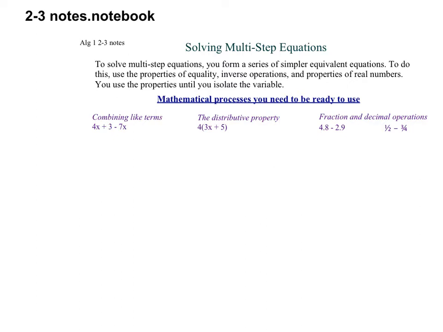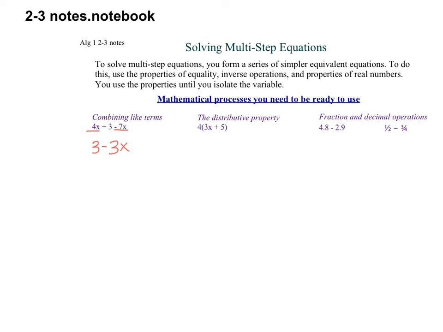Okay, so mathematical processes you need to be ready to use. The first one is combining like terms. I am talking about this setup right here. What we need to do is combine this 4x and this negative 7x, so we are going to end up with 3 minus 3x.